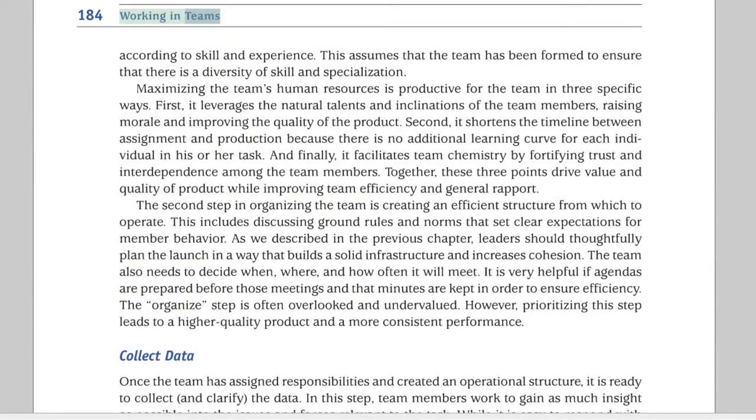according to skill and experience. This assumes that the team has been formed to ensure that there is a diversity of skill and specialization.